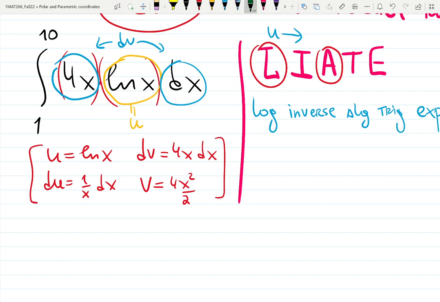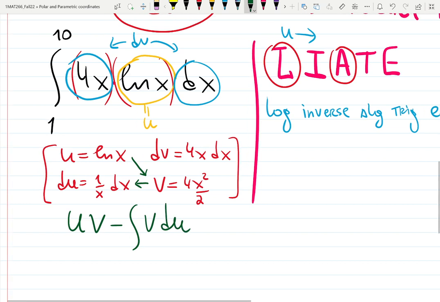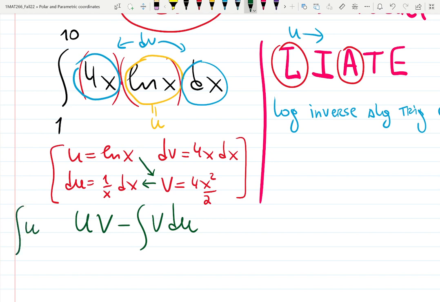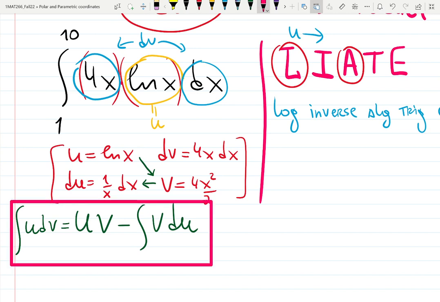Visual memorization is cross product minus bottom product, or the formula uv minus integral v du. That is the formula for integration by parts, where the original integral was u dv. I call something u, I call something dv, then I can break this integral into parts. This is where the title comes from, the name, integration by parts. Yeah, so I will show you this later.